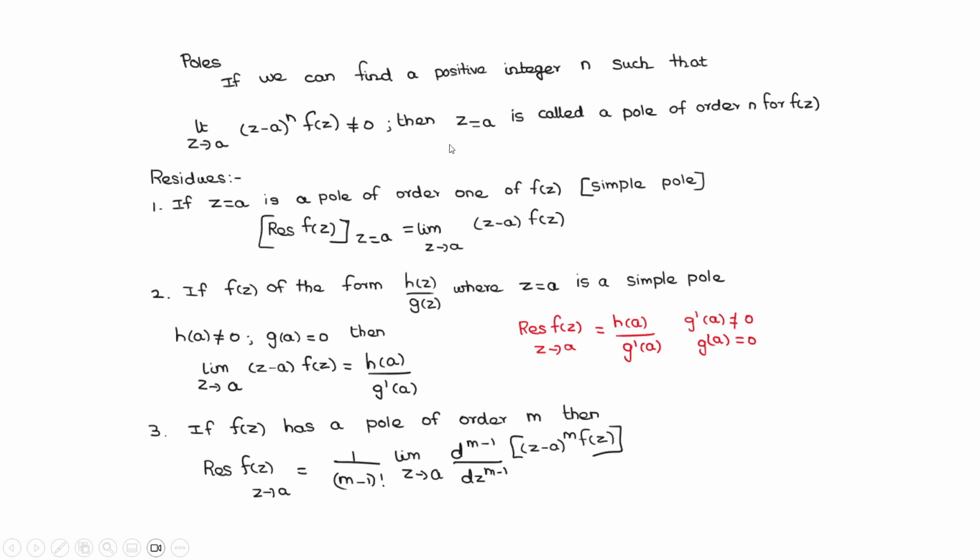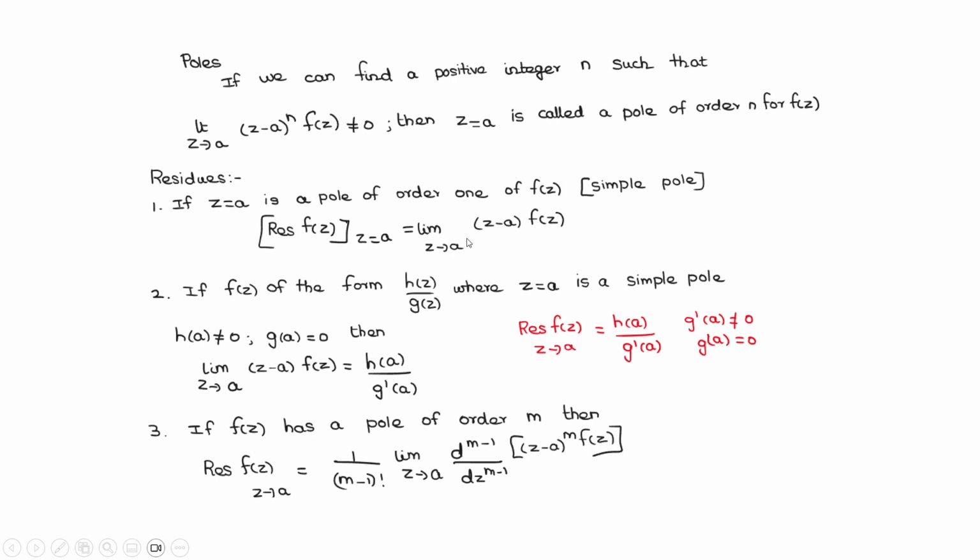Next, we are going to find the residue of the given function. If it is a simple pole, what are the formulas? And if it is a pole of order more than one, a multiple pole, that is order 2, 3, we'll see some other formula. So first, if it is a pole of order 1, then the formula is residue of f of z is equal to limit z tends to a, (z minus a) into f of z.